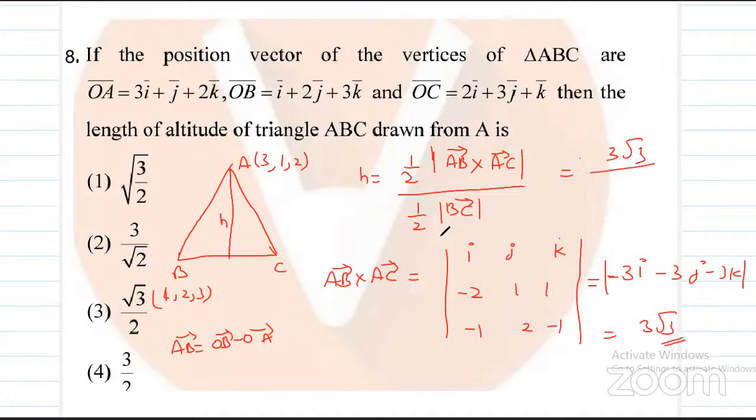And BC also can be found. BC is common: 2, 3, 1. So we'll get 1, 1, and then 2. And if we square it, we'll get 1, 1, 4, that is 6. Root 6 we'll get. So this is root 6. Now you can cancel. So this is 2 root 3 by 2, that is 3 by root 2. So this has to be our answer. Option 2 is the correct one.